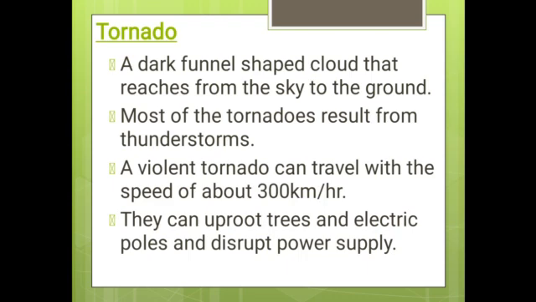Tornadoes are very dangerous. They lift people and vehicles off the ground and throw them hundreds of meters away. They can uproot trees and electric poles, and they can disrupt the power supply. These can cause extensive damage to buildings. A violent tornado can travel with a speed of about 300 km per hour. Its diameter can be as small as a meter and as large as a kilometer, or even wider. A tornado creates extensive damage where it touches the ground.